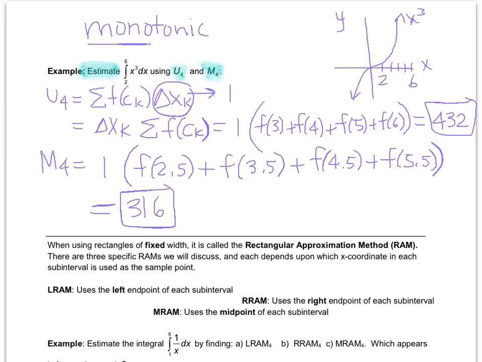So again, it was very important to notice the word estimate here. That allowed us to use the midpoint and the upper Riemann sums. And that's it for Riemann sums, and we're going to practice a lot more tomorrow, so have a good one. Bye.